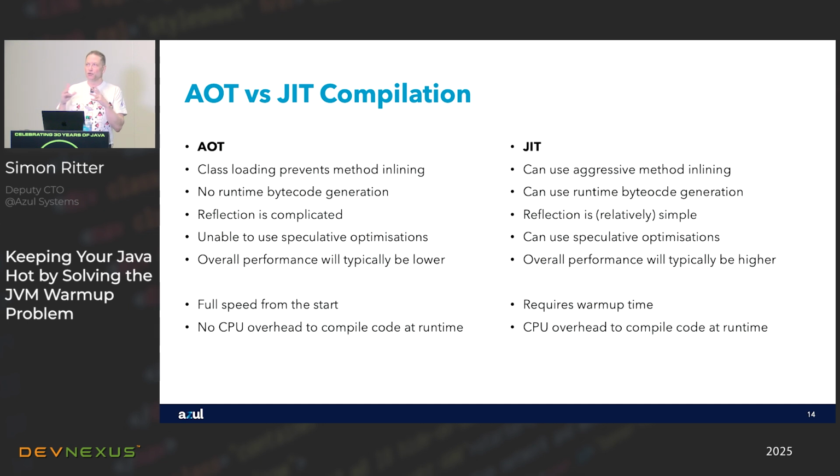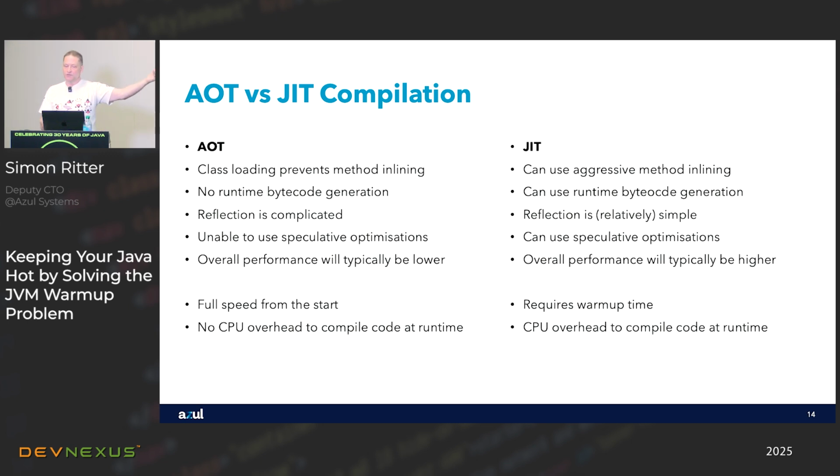Technically, you could sort of do that, but you'd have to have multiple different compilation units for different methods and then have a branch based on which version you wanted to use. I've never seen anybody use that because it's so complicated. Overall performance will be typically lower. That's not a completely definitive thing. Typically, you will see lower performance than JIT compilation. But you do get full speed right from the very start, and you don't have the overhead of having to use the CPU to do compilation whilst you're running your application.